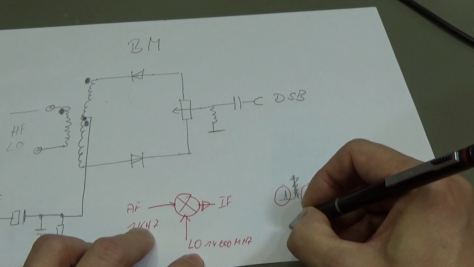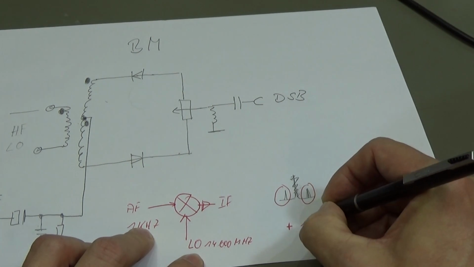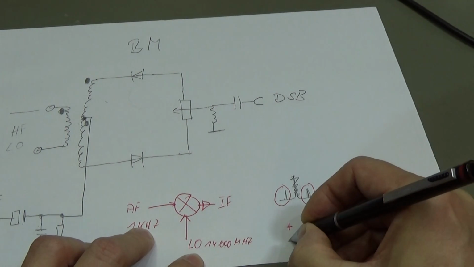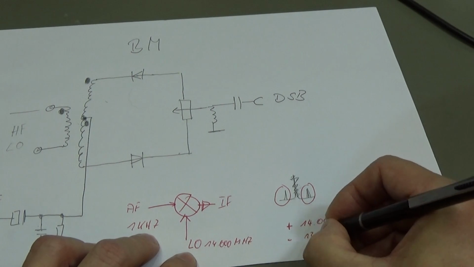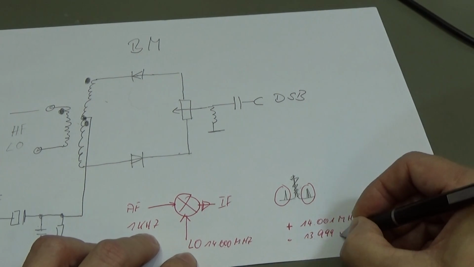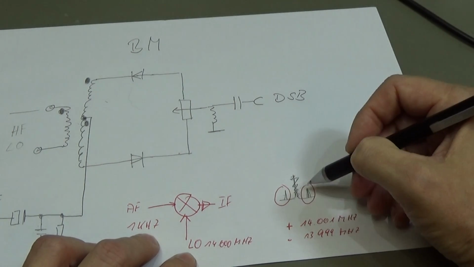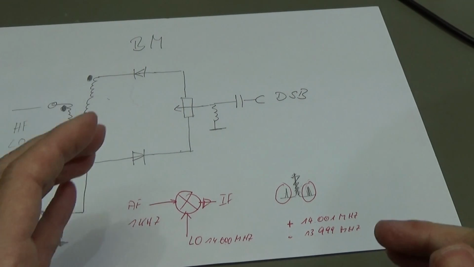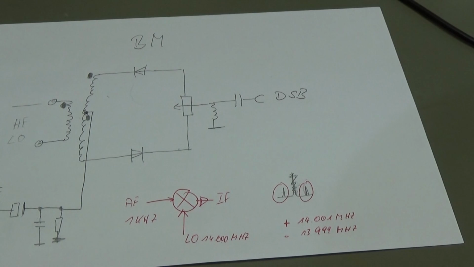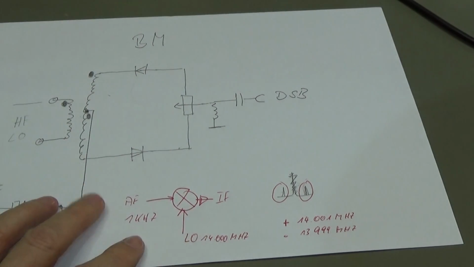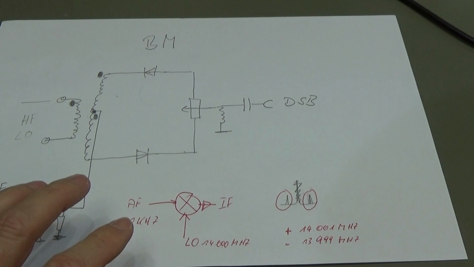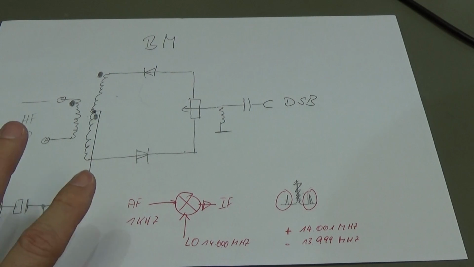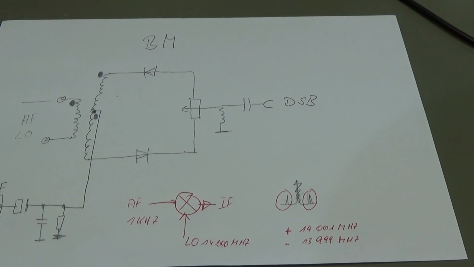So that means the plus product is 14.001 megahertz, and the minus component will be 13.999 megahertz, and that is exactly the upper and the lower sideband, and that is what we expect as outcome. So this is not really different from a normal mixer, and I do not want to go into the theory of a mixer today, that is completely a different story.